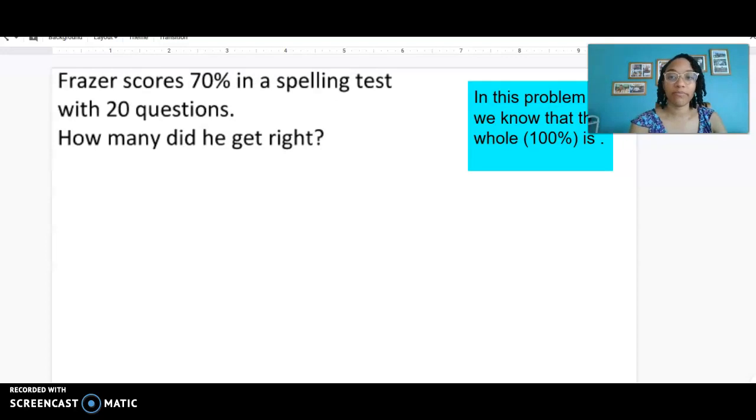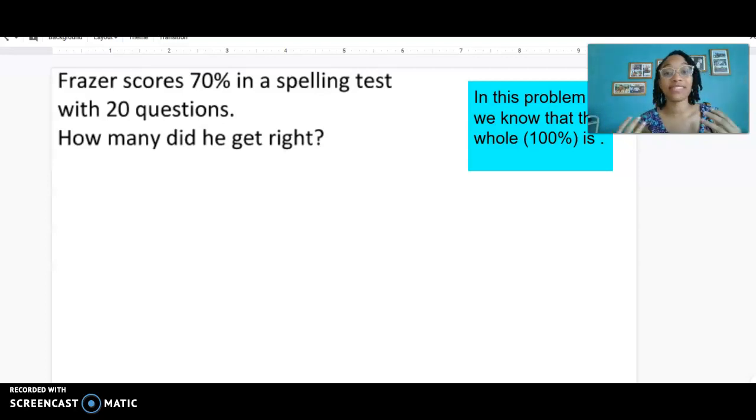Let's try this last problem together. Fraser scores 70% on a spelling test with 20 questions. How many did he get right? Now, this is a problem that you guys have in your real life. When you get 70% on a test, that means that you got 70% of the problems correct. We always make your grades into a percent because that makes it easy to compare one grade to another. So in this case, we want to do 70% of 20.